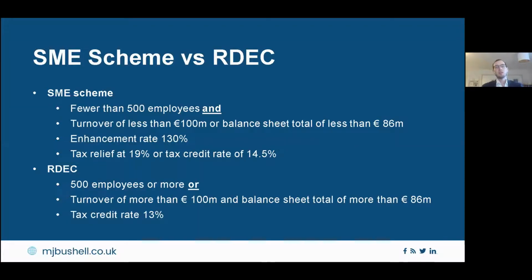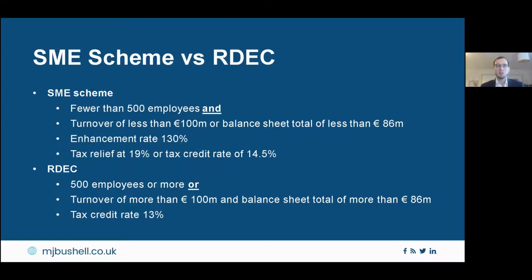So looking at the two basic R&D schemes that you can submit claims through, we've got the first scheme, the SME scheme, which stands for Small Medium Enterprise Scheme. Now, this is the most common and it's also the most beneficial in terms of tax relief. In order to be eligible for this scheme, you need to have fewer than 500 employees and a turnover of less than 100 million euros and a balance sheet total of less than 86 million euros. So that encompasses most companies.